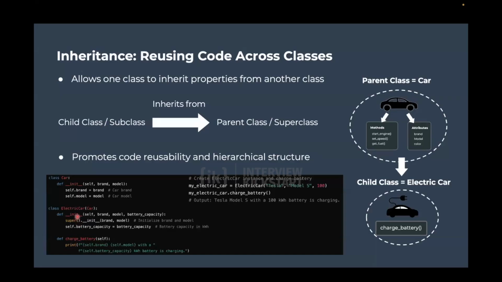So the constructor starts with a super method, right? So super means I want to inherit whatever is defined in the super class, which are these lines. And it says super init and then brand and method. And then on top of that, the next line says this subclass or the child class also has its own attribute on top of those two, which is the battery capacity.